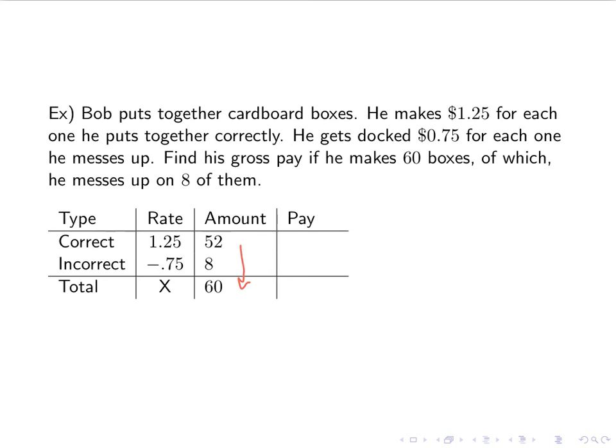To find the pay, I'm just going to multiply the two together. So this, just like before, is the rate times the amount. So $1.25 times 52, negative 75 cents times 8. We get $65 and negative $6. And then the total, again, I'm going to add them. Remember that the 6 is negative. He's getting docked the $6. So he's making $59. Okay, so always check your totals. You know, this total is your answer, but check this one to make sure your answer is going to make sense.